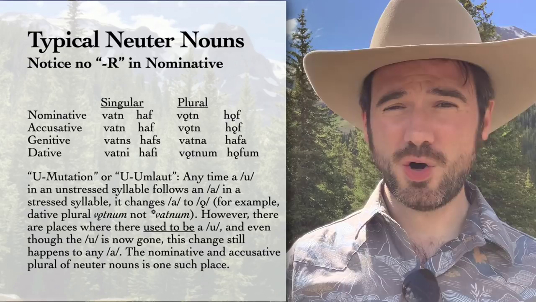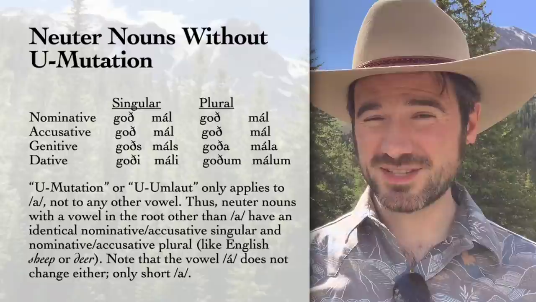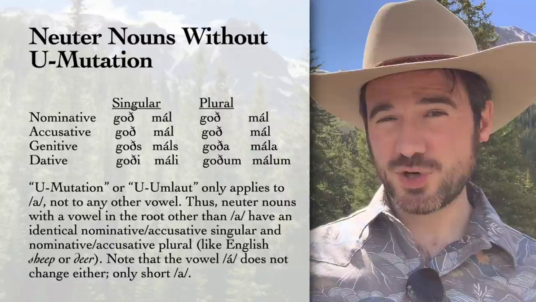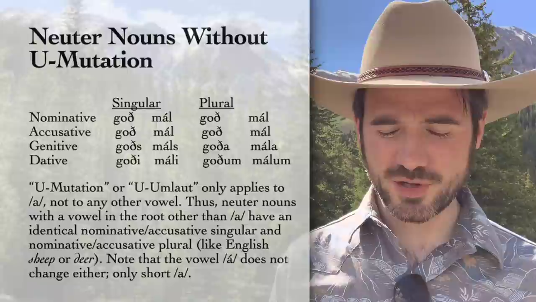Höfum. All right, so your neuter words to learn are vatn, it's water. Hav, it's ocean. Goð, that's god. Now, in a word like goð, where there's no vowel A, that vowel isn't going to change. The plural of goð is goð. This pattern goes goð, goð, goðs, goði, goð, goð, goða, goðum. There's no separate plural. The plural is the same as the singular because there's no A to change into the hook O.